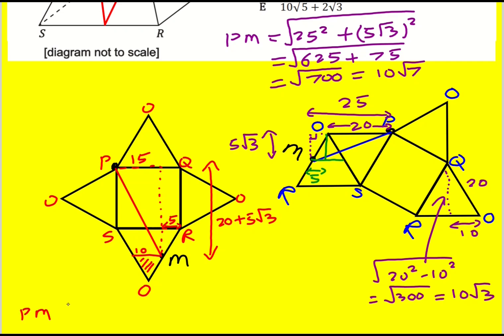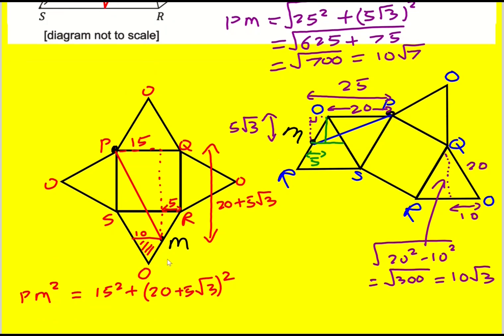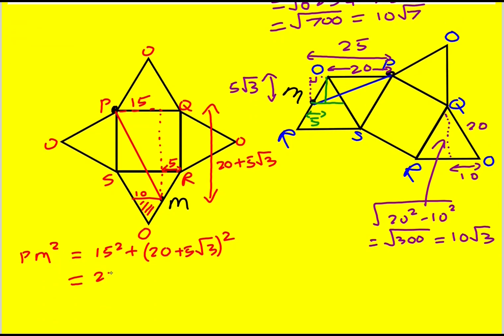Okay, and then PM this way, or I'm going to deal with PM squared to start with, will be 15 squared plus 20 plus 5 root 3 all squared. So I'm not squaring 25, but I'm squaring two fairly large quantities here. This is 225. Expand that double bracket. 400 plus, what will I get? I will get 200 root 3 plus, again, that 5 root 3 squared, which gives me 75. Add up the non-surds, that's going to get me to 700 plus 200 root 3.